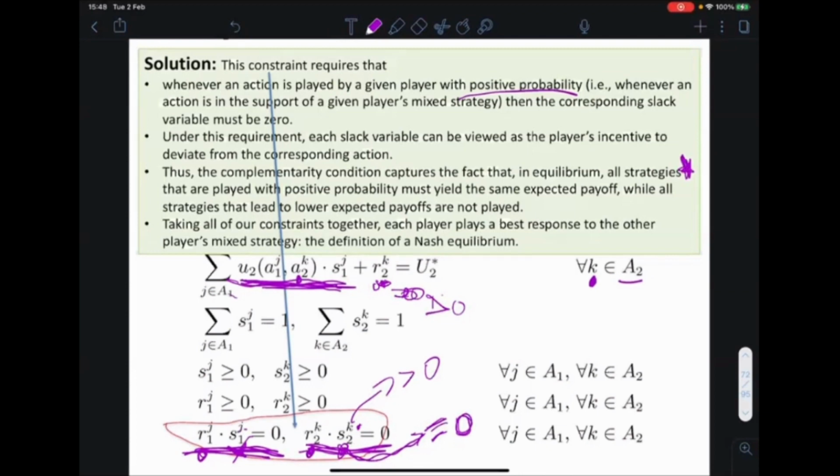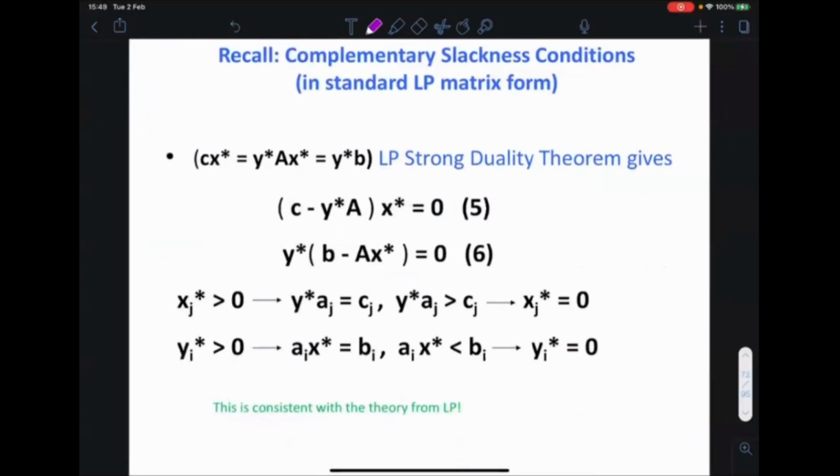Taking all of these constraints together, each player plays a best response to the other player's mixed strategy, therefore fulfilling the definition of the Nash equilibrium. Because the actions are in the support, the player will play that particular action, and therefore it's the best response. This is really consistent with the theory of linear programming. In linear programming, we have a similar relationship, as we will specify there.